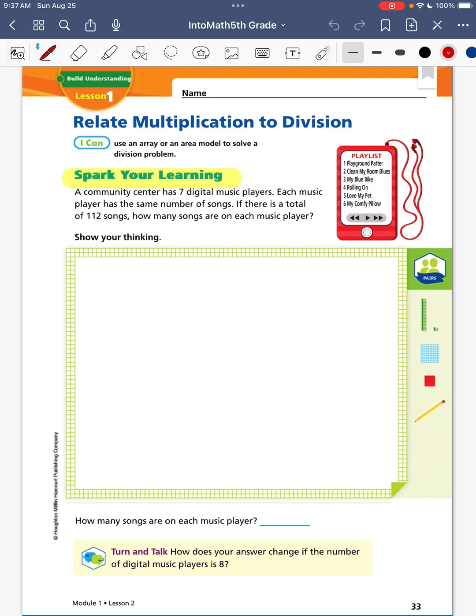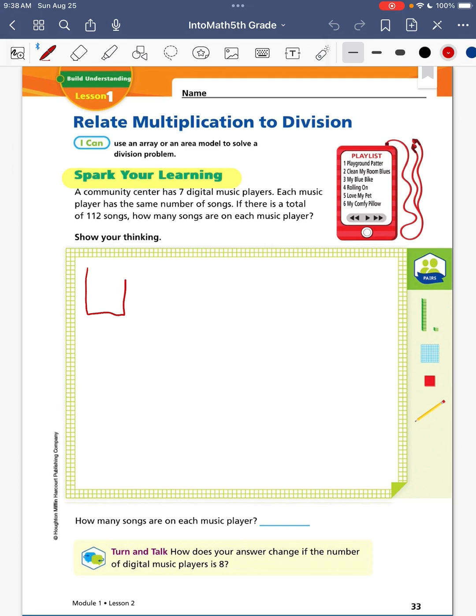In Lesson 1, we are relating multiplication to division. Our objective, or our I can statement, is: I can use an array or an area model to solve a division problem. Spark Your Learning. A community center has 7 digital music players. Each music player has the same number of songs. If there is a total of 112 songs, how many songs are on each music player?